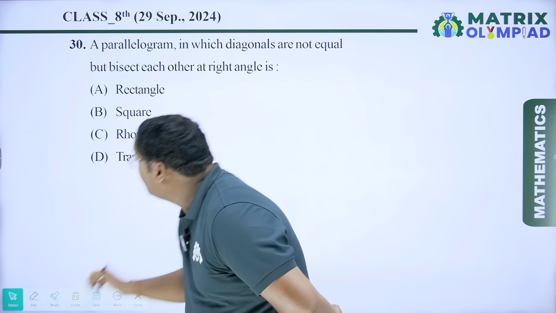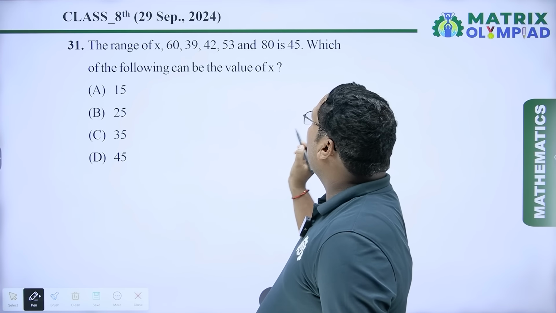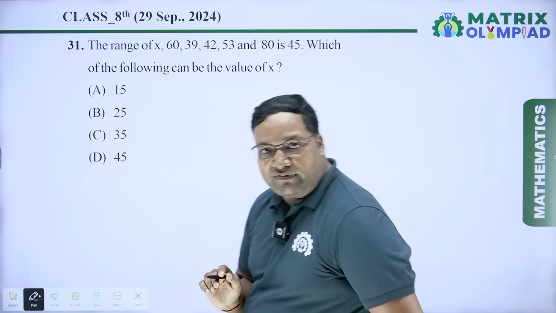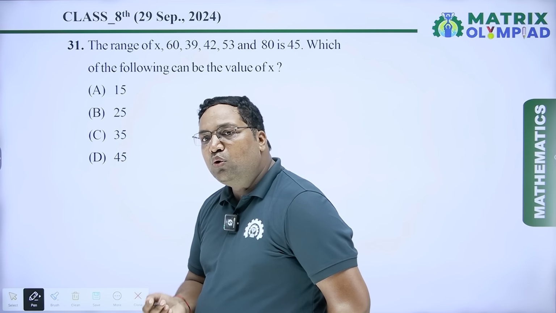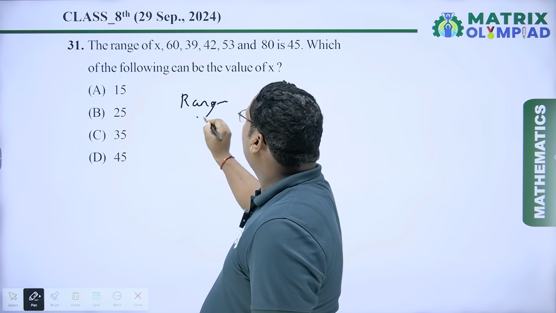Now coming to the next question. The range of x, 16, 39, 42, 53 and 80 is 45. Which of the following can be the value of x? And we know the range is maximum value minus minimum value.